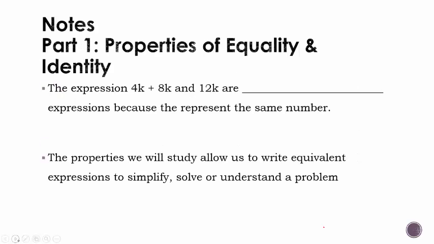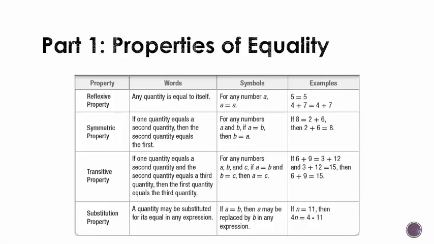The expressions 4k plus 8k and 12k are equivalent expressions. What makes them equivalent is that they represent the same number. If you were to add 4k and 8k, you would end up with 12k. The properties that we're going to study allow us to write equivalent expressions to simplify, solve, or help us understand a problem. So here are some of those properties of equality.